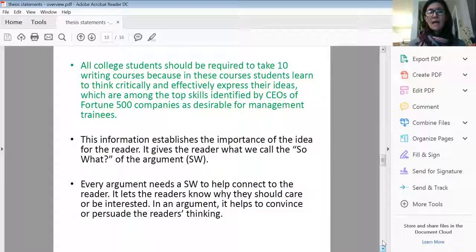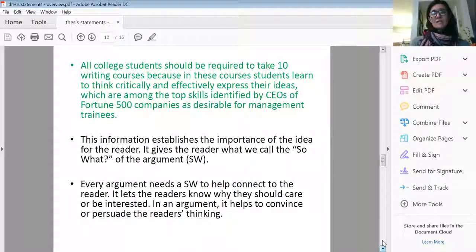My so what is not just to think critically and effectively express their ideas. That may be what's important for me as a writing teacher. But I have to think about in writing what's important for my reader. Why would a reader care? And my readers right now are you, my students.